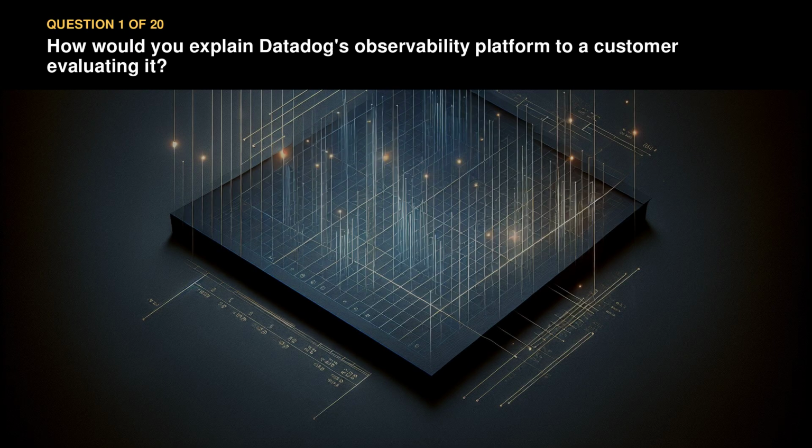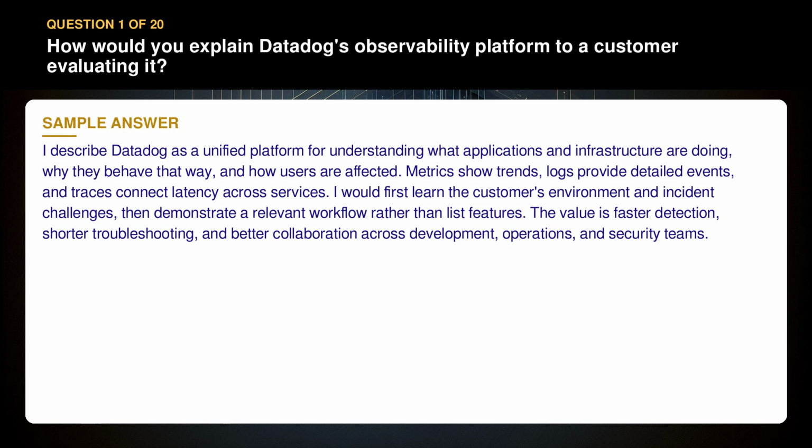Question 1. How would you explain Datadog's observability platform to a customer evaluating it? I describe Datadog as a unified platform for understanding what applications and infrastructure are doing, why they behave that way, and how users are affected. Metrics show trends, logs provide detailed events, and traces connect latency across services. I would first learn the customer's environment and incident challenges, then demonstrate a relevant workflow rather than list features. The value is faster detection, shorter troubleshooting, and better collaboration across development, operations, and security teams.